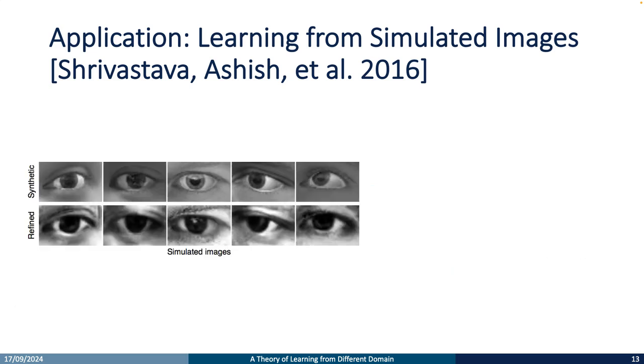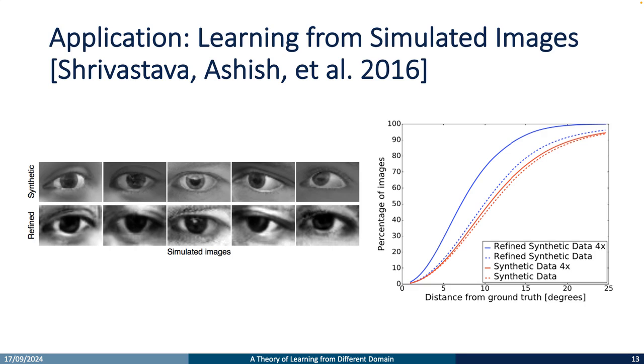Here are the results. The top row shows the original synthetic images, which look somewhat artificial. In contrast, the bottom row shows the refined images, which appear more realistic. Additionally, the eye gaze angles in the top and bottom rows are consistent. This indicates that the distance between the labeling functions of the top and bottom images is small.